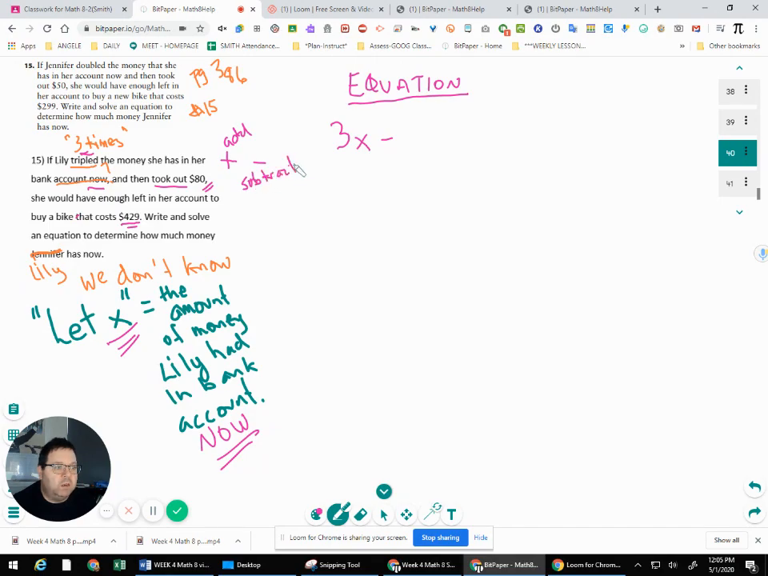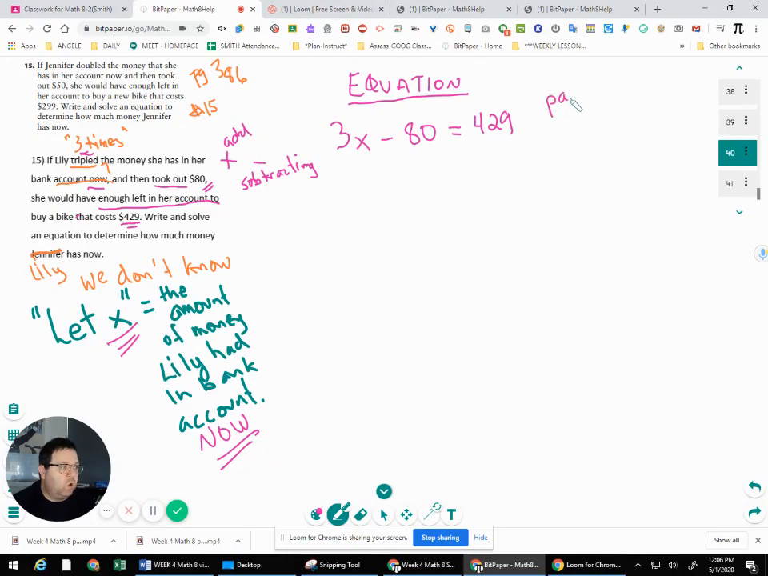Well, to my mind, when money goes away, whether it's spending or whether you're just withdrawing it from the bank account, I would say it's subtraction, okay? Now, even after all of this happened, this amount would still have to equal $429 because it says so. She still has enough left in her account to buy a bike that has $429, okay? So we have built our equation.